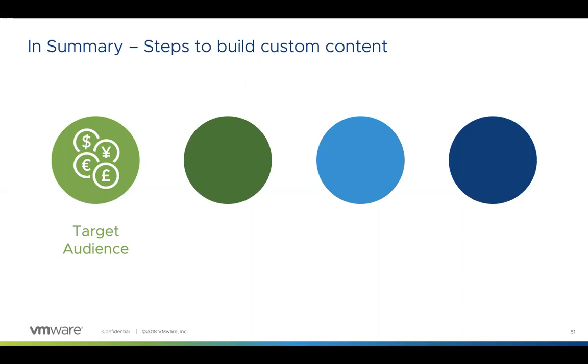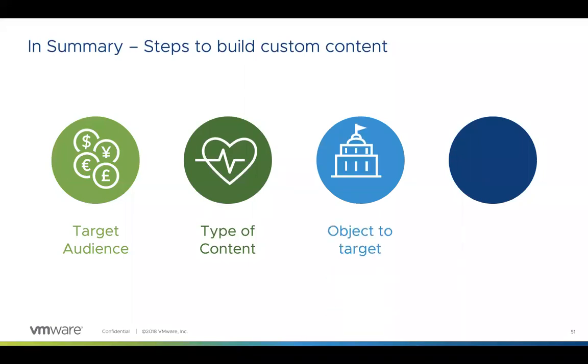And then the next one is the type of content, what kind of content is needed. Is it dynamic content, static content, or is it a dashboard view or whatever? And then the object to target, what kind of object you want to see the metrics for, whichever object you want to monitor, whichever object you want to showcase. And then last but not least, what kind of metrics to be used? Are the metrics available out of the box, or if the metrics are not available, can we do a super metric to do that?